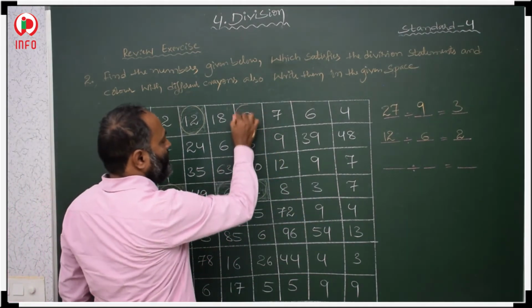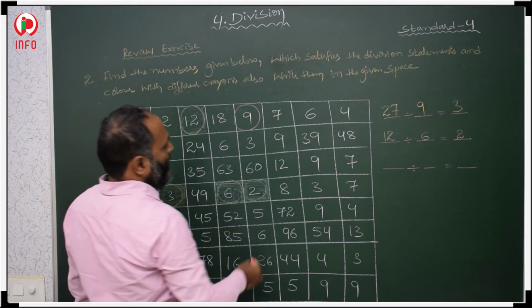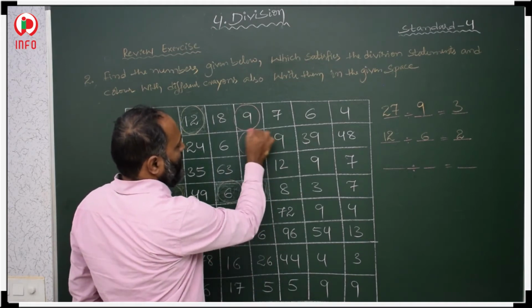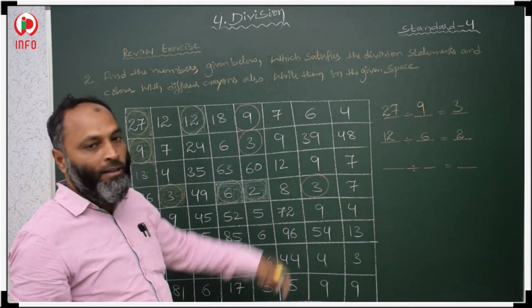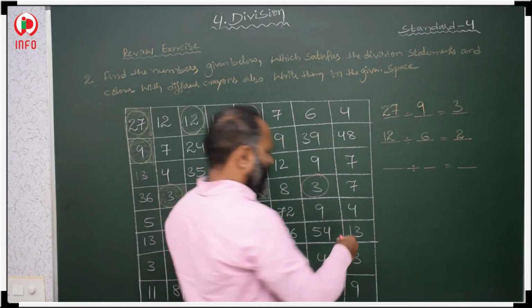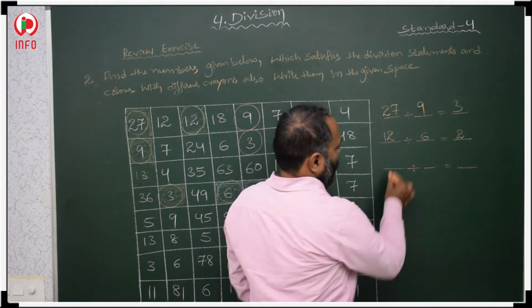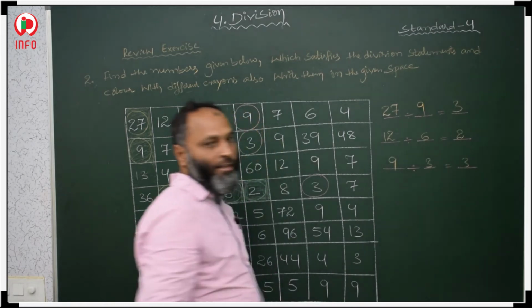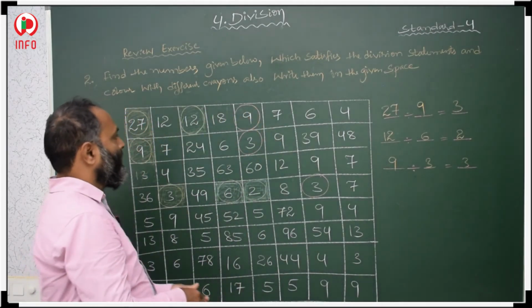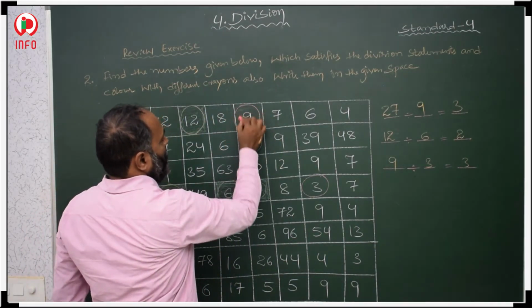Now, 9 divided by 3. 9 divided by 3 is equal to 3. So now you write here. 9 divided by 3 is equal to 3. 3 3s are 9. So now you cover this one. 9.